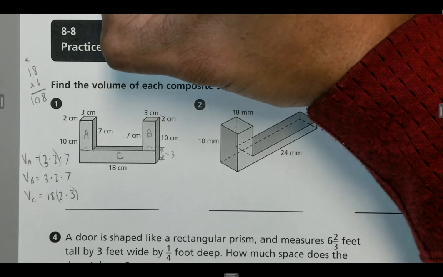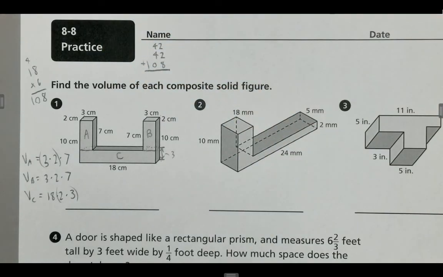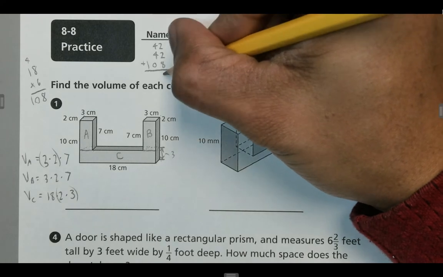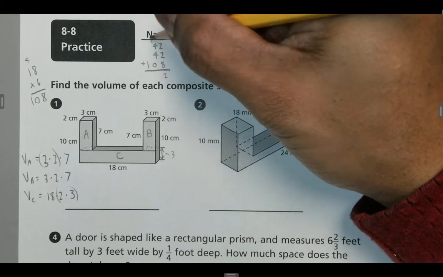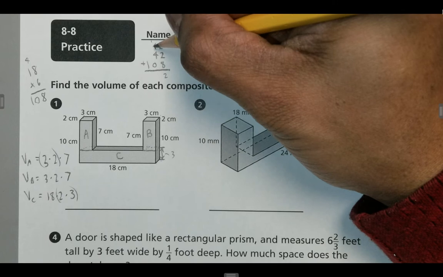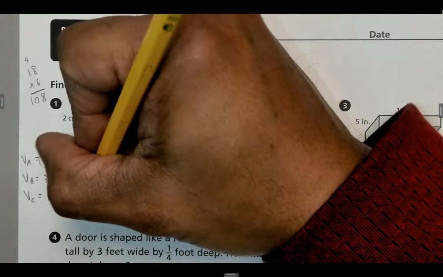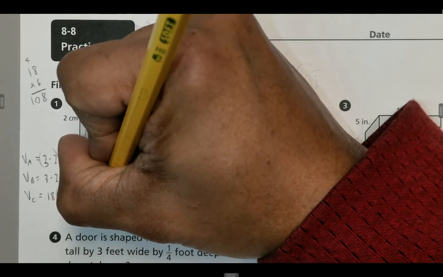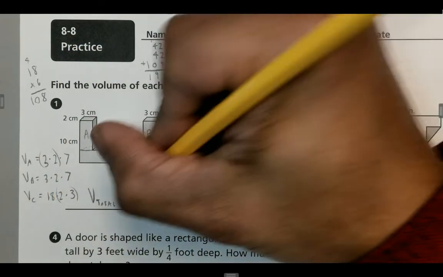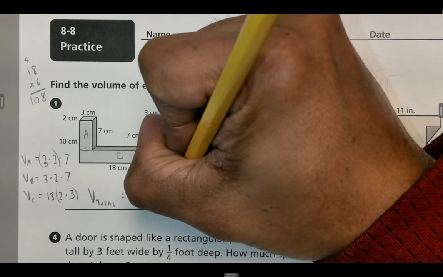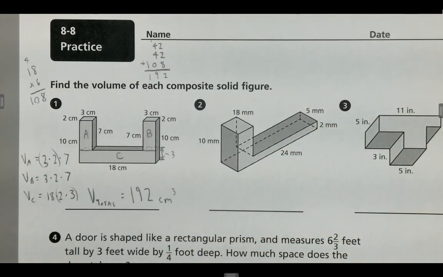Now, let's total up the 3 sections to find the total volume. 2 and 2 is 4, 4 and 8 is 12. 2 comes down, 1 gets carried. 1 and 4 is 5, 5 and 4 is 9, and then the 1 comes down. I get a total volume of 192 cubic centimeters.